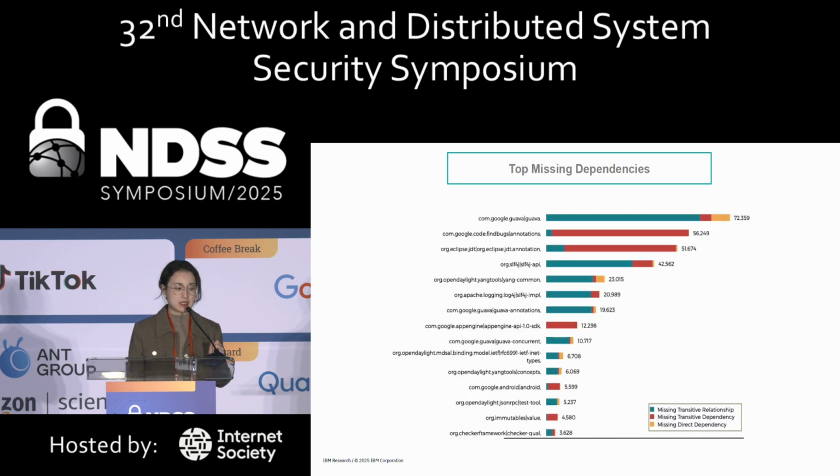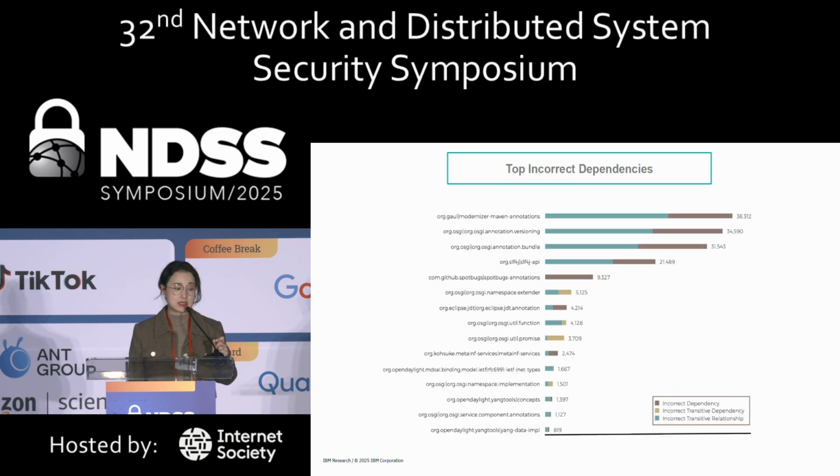This figure lists the top 15 missing dependencies. The top one is a library from Google called Guava. It is the most frequently omitted library by developers. And note that every version of this library released before June 2023 has at least one known vulnerability, which means that if this dependency is missing, the vulnerability associated with this dependency will go undetected and will pose a security risk to the software integrators of these libraries.